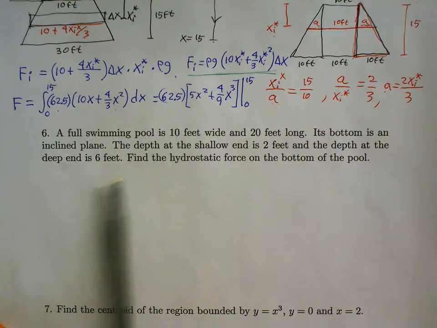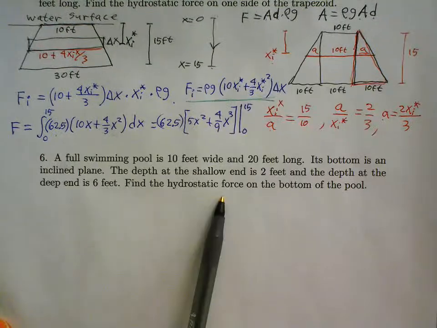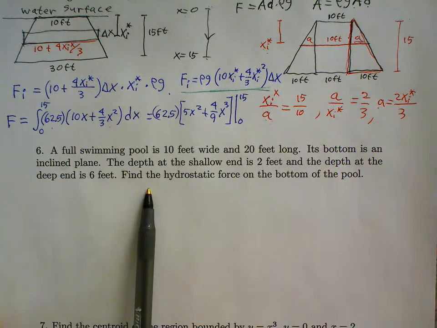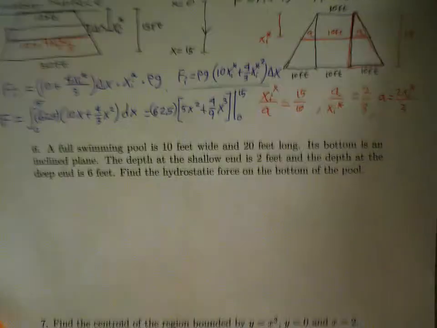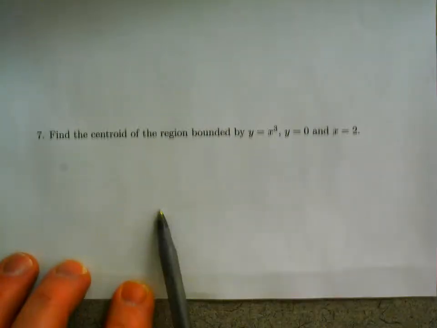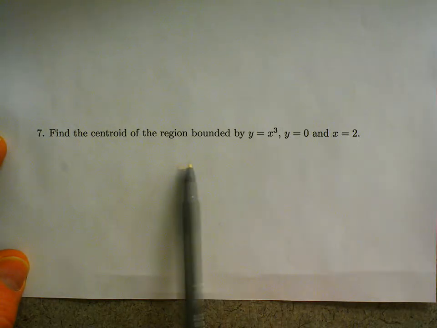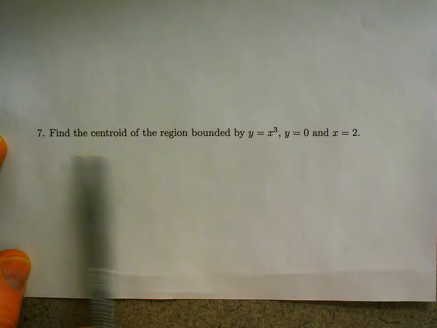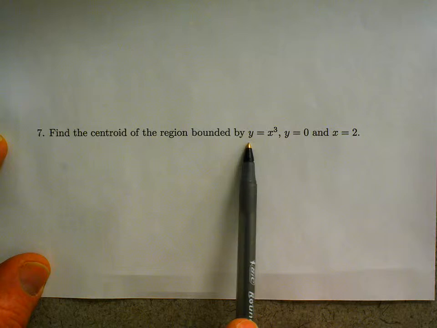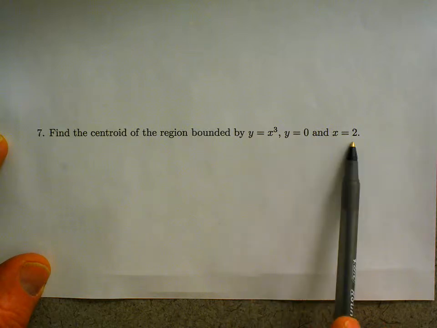So we did one example of a hydrostatic force. For now, let's skip past number 6, and if there's time, we'll come back to do number 6 later. Let's do number 7 on finding the centroid of a region. Find the centroid of the region bounded by the graph of y equals x to the third, y equals 0, and x equals 2.